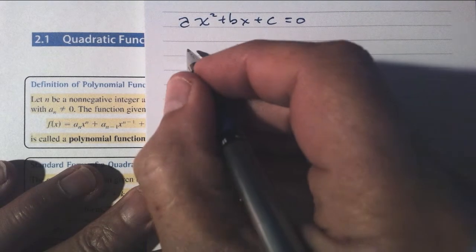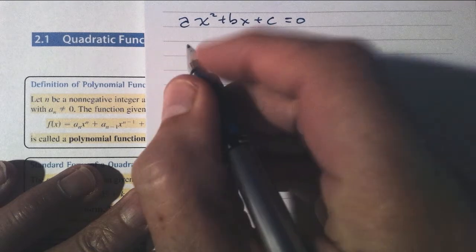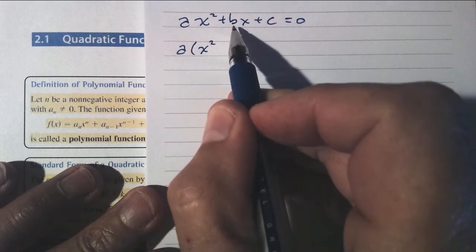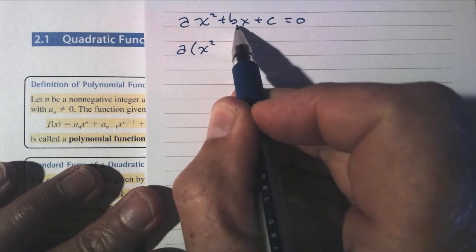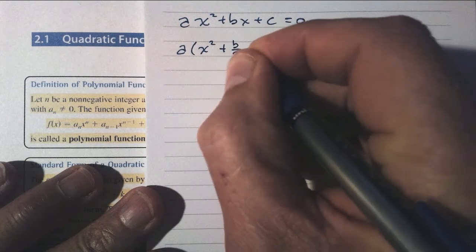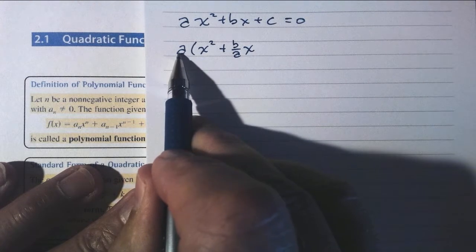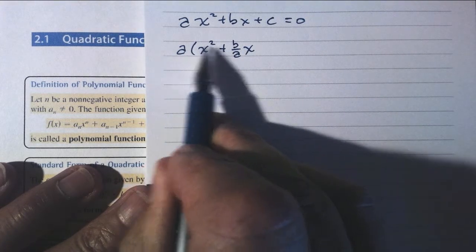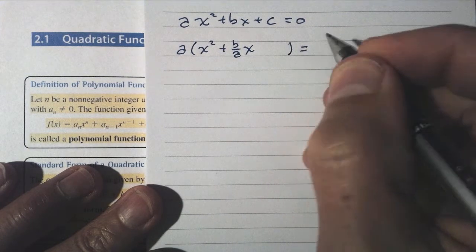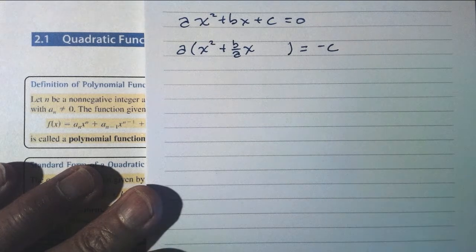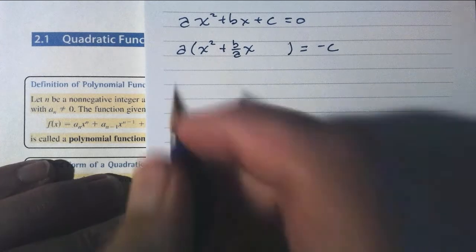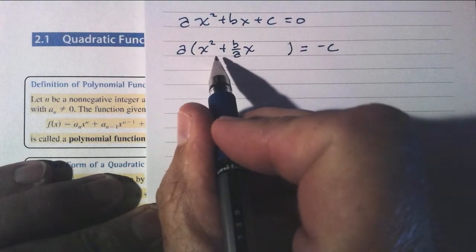So as you may recall, for completing the square, I'm going to factor out the lead coefficient. I get a times x squared. When I factor an a out of here, I'm dividing out an a, so this becomes plus b on a times x. Note, if I distribute this back in, I get ax squared plus, the a's cancel, bx. I'm going to leave a blank, and I'm going to subtract that c on both sides, put a minus c on the opposite side.